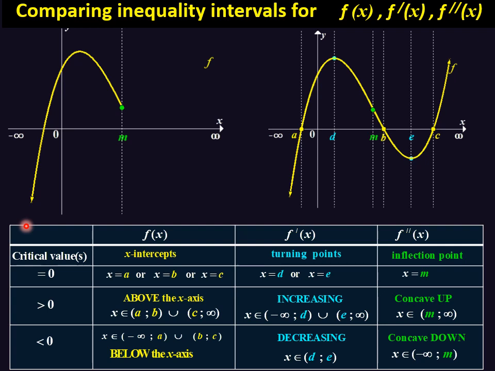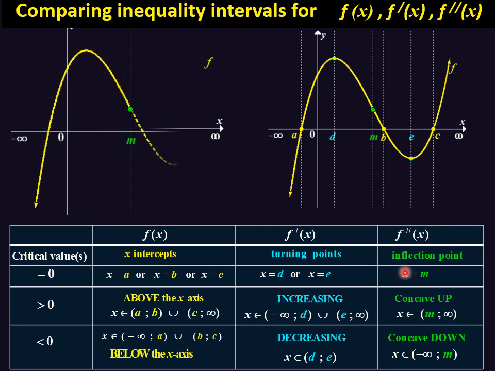And it's from negative infinity to M. So that there gives you a nice summary. When you have the function only, you use the x-intercepts. When it's the first derivative, you use the turning points, critical values. And when it's the second derivative, you focus on the inflection point. And there I'm just putting that back again, right? So there you can see which one, this is the down and the other one is the up.